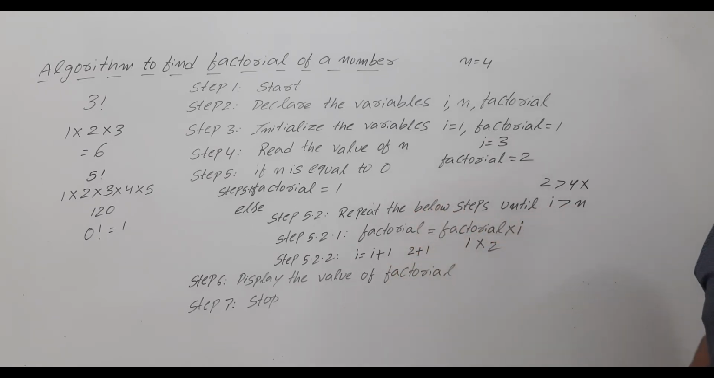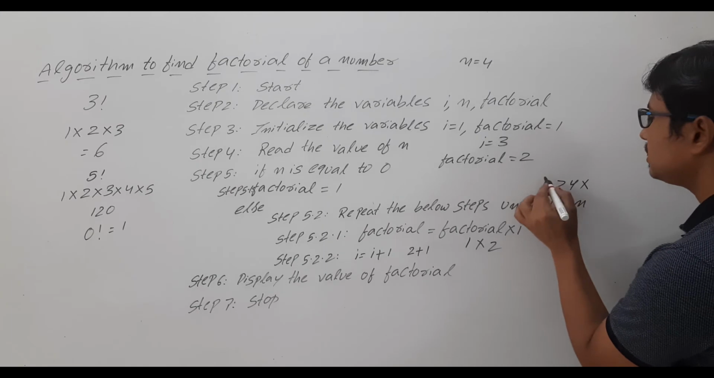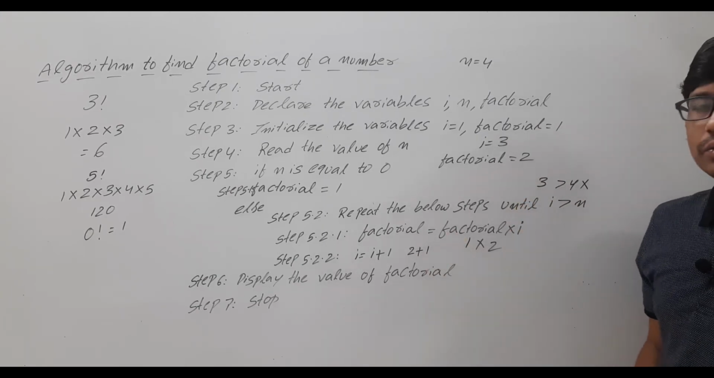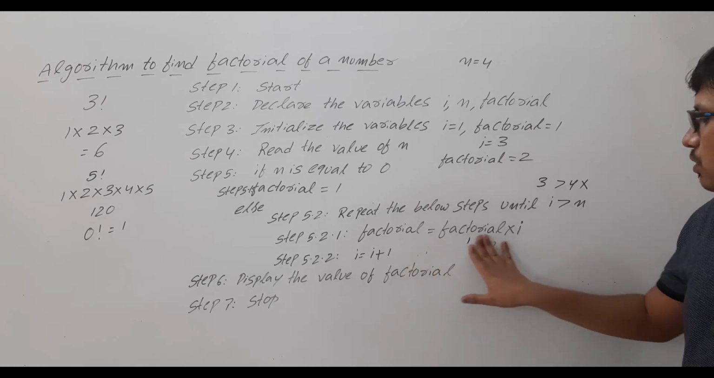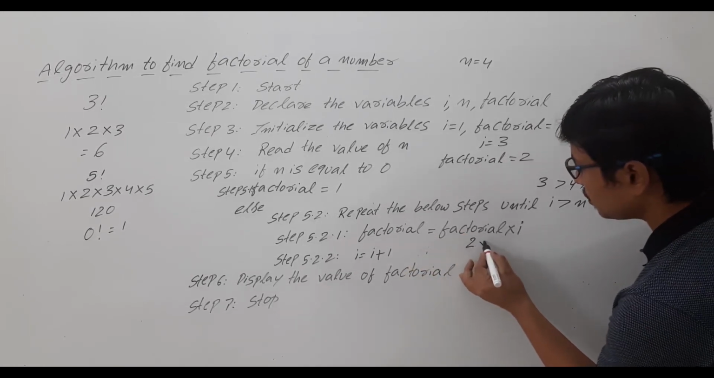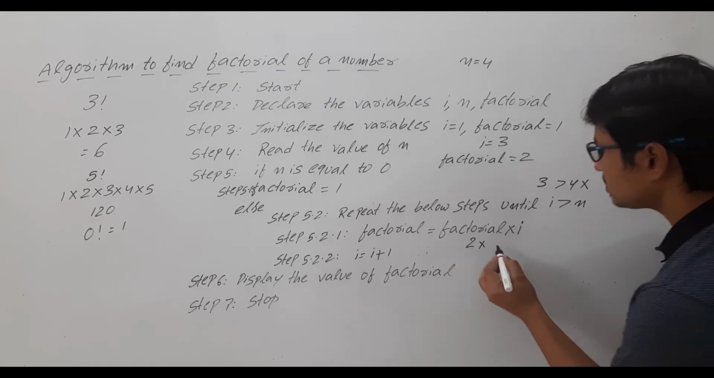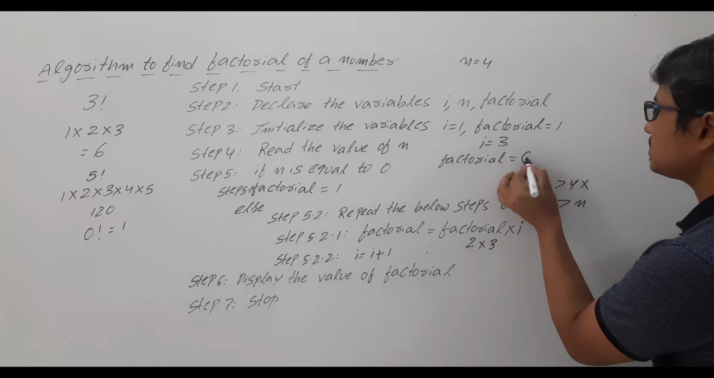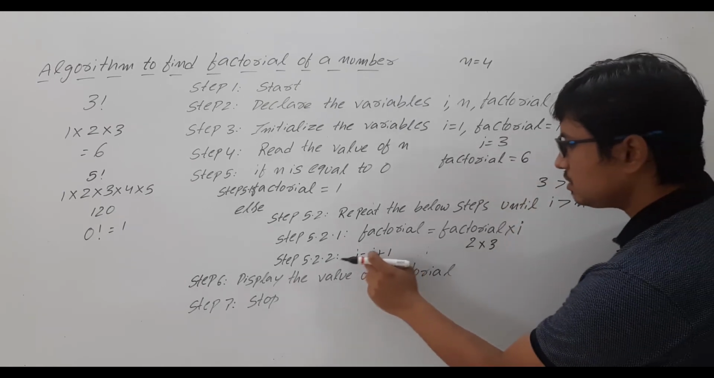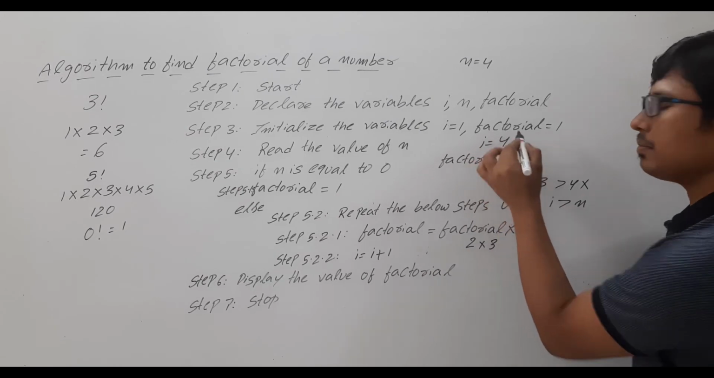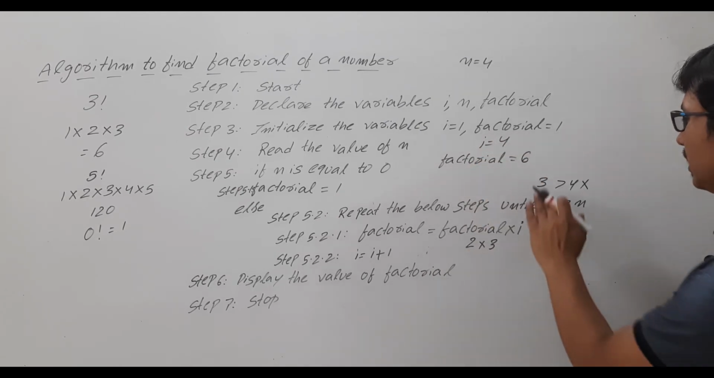Now again you will check. I is greater than n. What is the I value? 3 is greater than 4. No, condition is failed. Again you will execute the steps. Factorial is equal to factorial into I. So 2 into I value is 3. So 2 into 3, you will get the factorial as 6. Now I is equal to I plus 1. 3 plus 1, I value will be updated to 4.